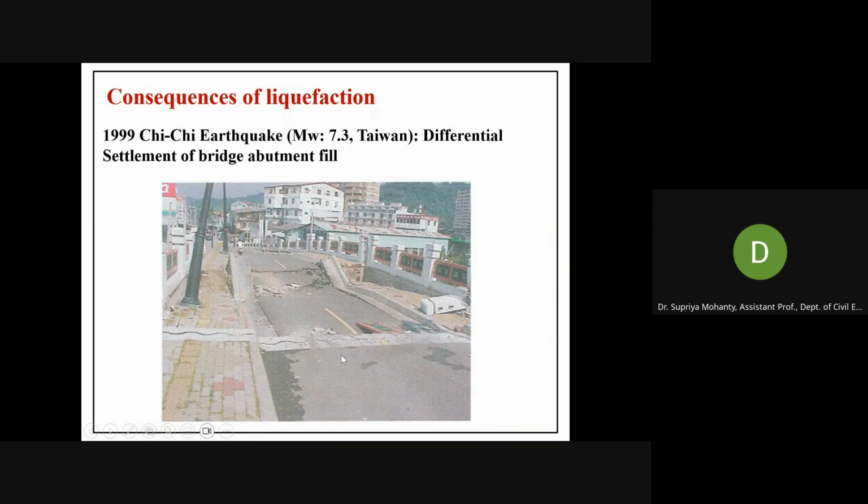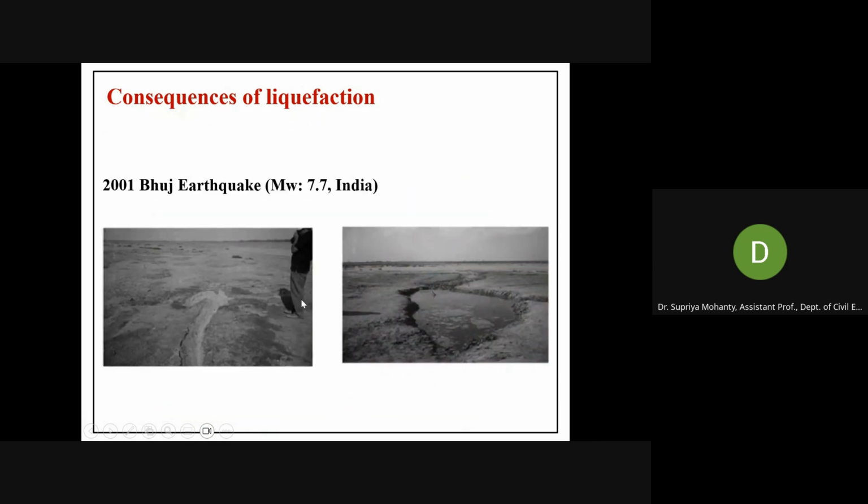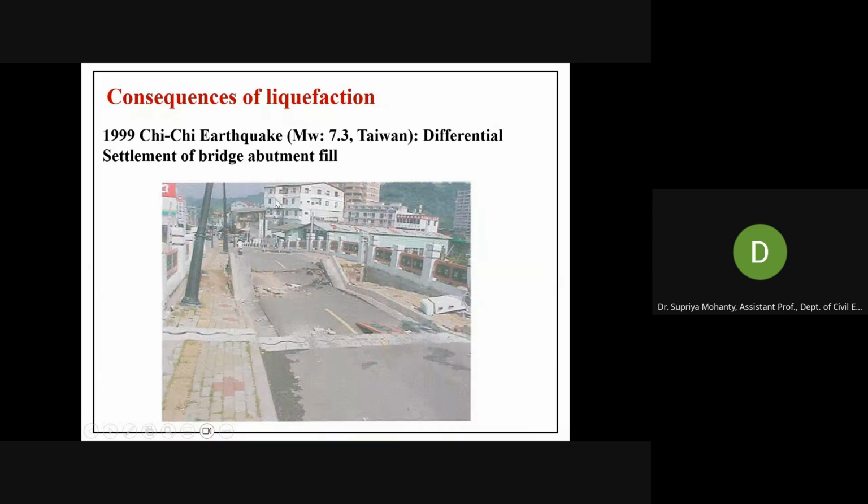This is another example, of differential settlement in the 1999 Chi-Chi earthquake. And here you can see that there is a huge difference in the road level. This was the initial position, and this much differential settlement had occurred due to soil liquefaction below this bridge abutment fill.